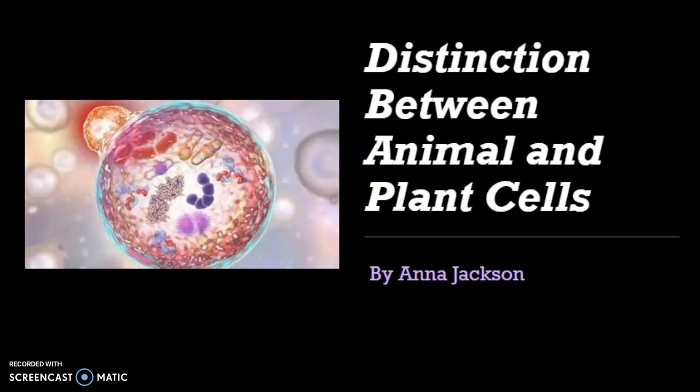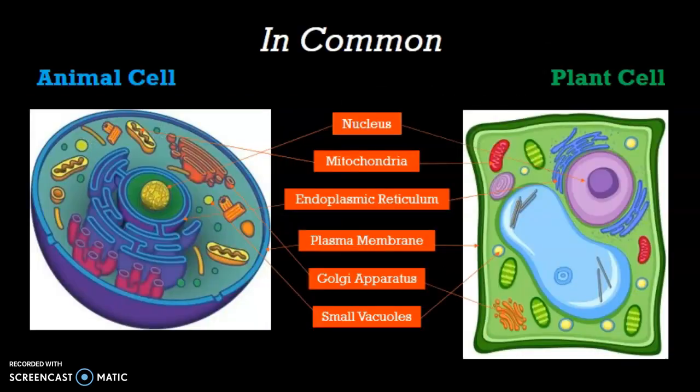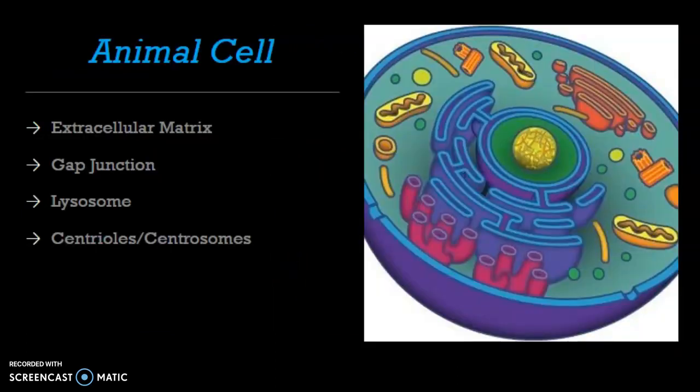Animal and plant cells have many common traits amongst each other due to them being eukaryotic cells. In both cells, you can find a nucleus, plasma membrane, mitochondria, endoplasmic reticulum, Golgi apparatus, and small vacuoles. To best distinguish an animal cell, these characteristics make it more obvious.